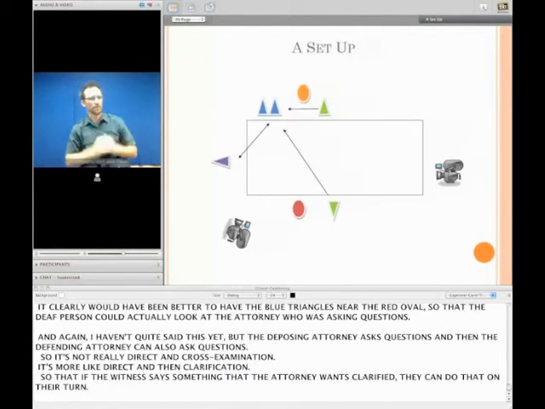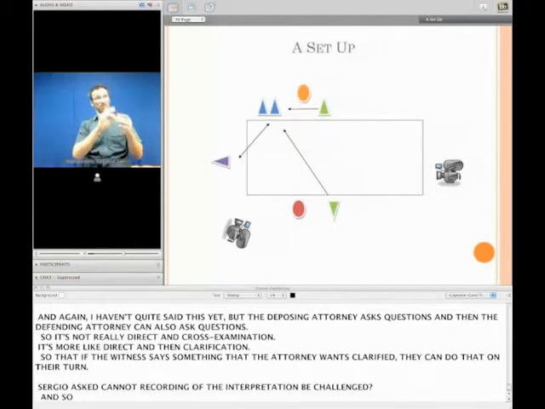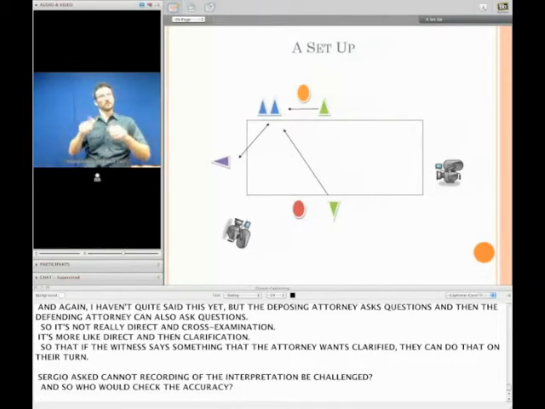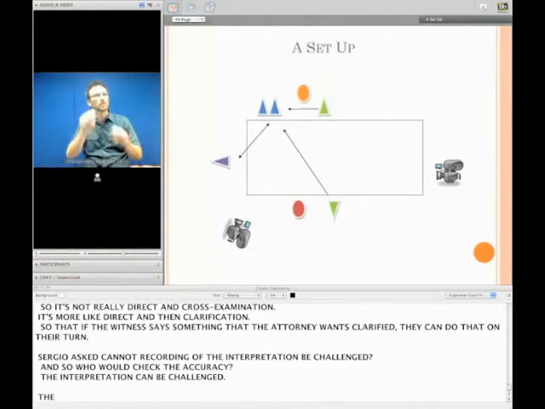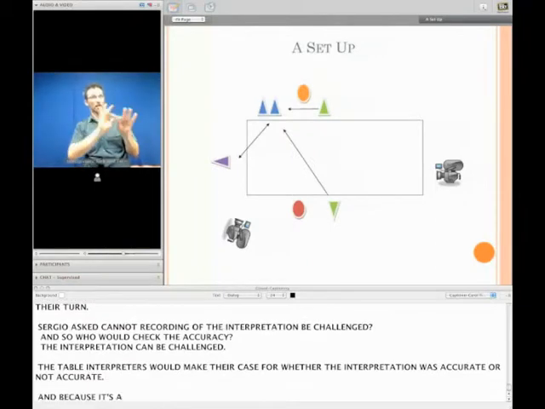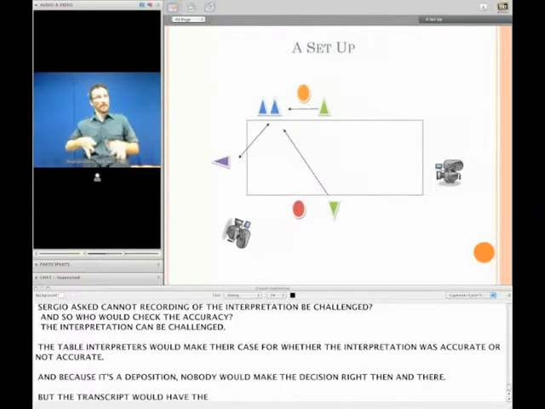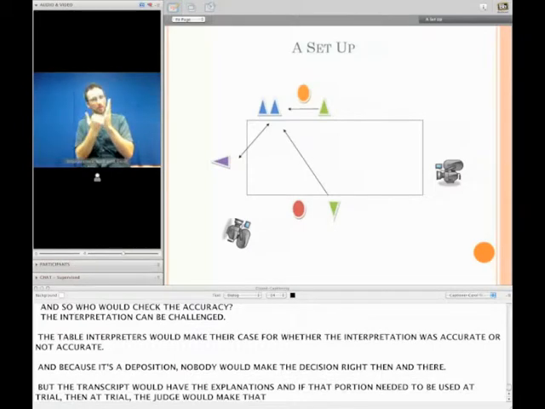Sergio has asked, can the recording of the interpretation be challenged? And so who would check the accuracy? The interpretation can be challenged. The table interpreters would make their case for whether the interpretation was accurate or not accurate. And because it's a deposition, nobody would make the decision right then and there. But the transcript would have the explanations, and if that portion needed to be used at trial, then at trial the judge would make that determination.